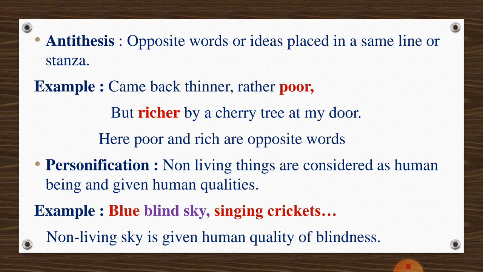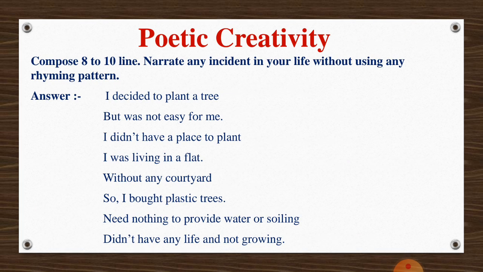Okay, so in this way students, we discussed about the poem cherry tree. So keep in mind whatever we discussed in this video also. Then quickly focus on poetic creativity also. Poetic creativity means what? You have to create your own lines. You have to be a poet.